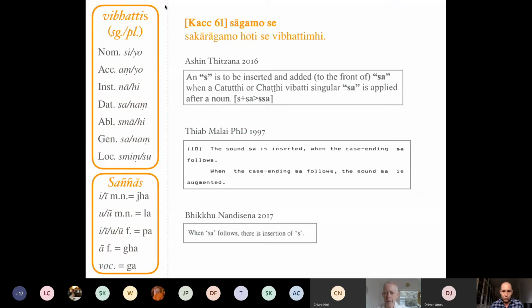And that's precisely what Bhikkhu Nandisena is doing. His translation is quite elegant, and I think it's more or less easy to understand if you are following the text. When sa follows, there is insertion of s. Of course, if you see Shin Titsena's translation, he is telling us what this sa actually means. It's not any sa. It means the sa that represents the chatutti, that means the dative, or chatti, that means the genitive, vibhatti, case ending, and in the singular. So we know it from the chart on the left of the screen.